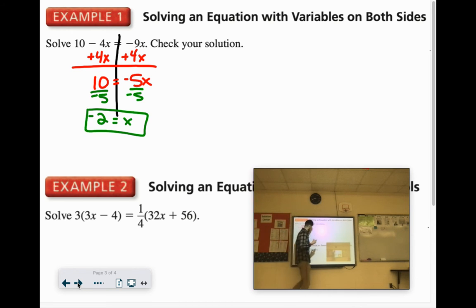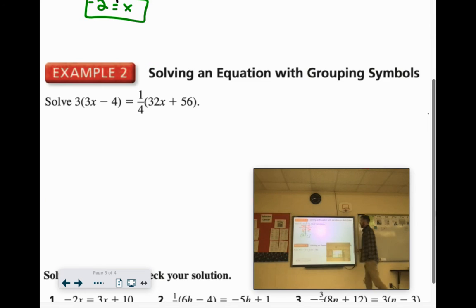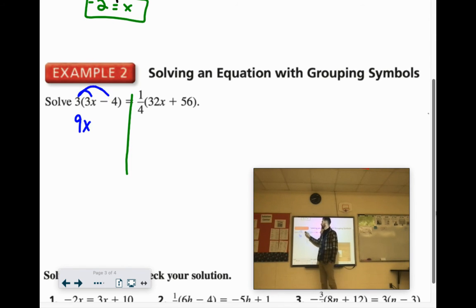Ooh, this one's got distribution as well. So distribute. 3 times 3x is 9x. 3 times negative 4 is negative 12. 1/4 of 32, when you're multiplying by 1/4, it's just like dividing by 4. So that would be 8x. And 1/4 of 56 is 14.